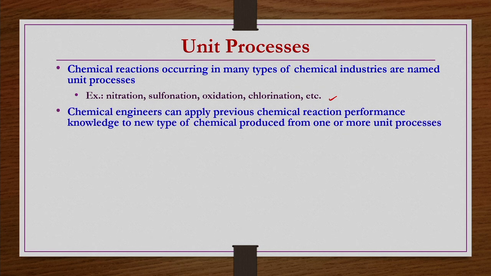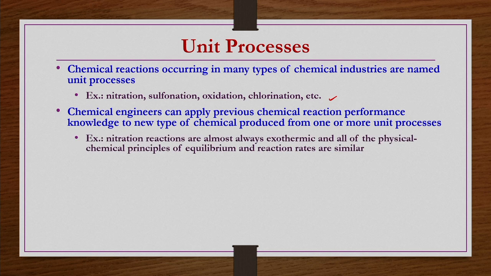Then chemical engineers can apply previous chemical reaction performance knowledge to a new type of chemical produced from one or more unit processes. Let us say nitration is there. The nitration reactions are almost always exothermic, and their physical and chemical principles of equilibrium and reaction rates are similar in general. Whatever principles of equilibrium and reaction rate information are there for nitration reactions may be taken into consideration for designing or developing other products wherever such nitration reactions are also included.